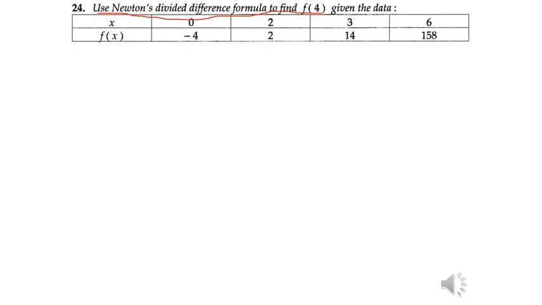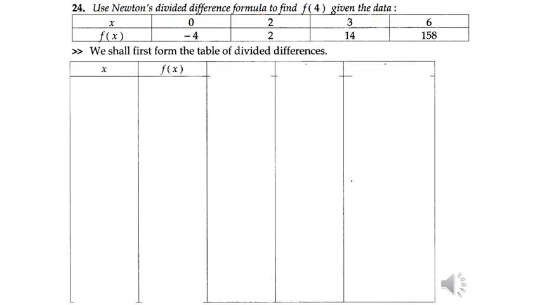So why are they asking us to use Newton's divided difference formula? Because the intervals are unequal here. What is the gap here? The gap is 2. And what is the gap here? Gap is 1. And the gap between these two values is 3. So the intervals are unequal. So that's why we have to use Newton's divided difference formula when the intervals are unequal. Let us construct the divided difference table first.